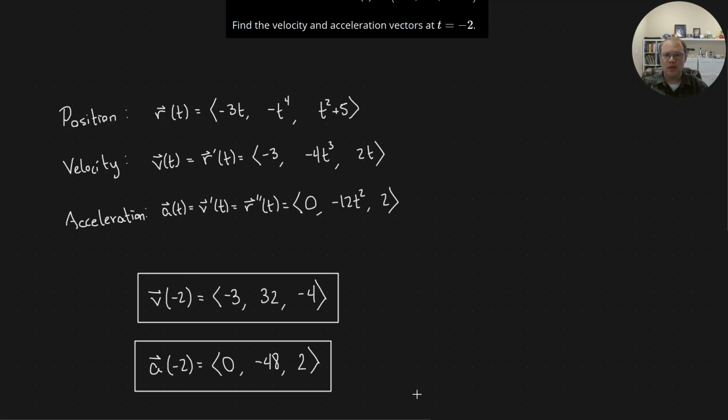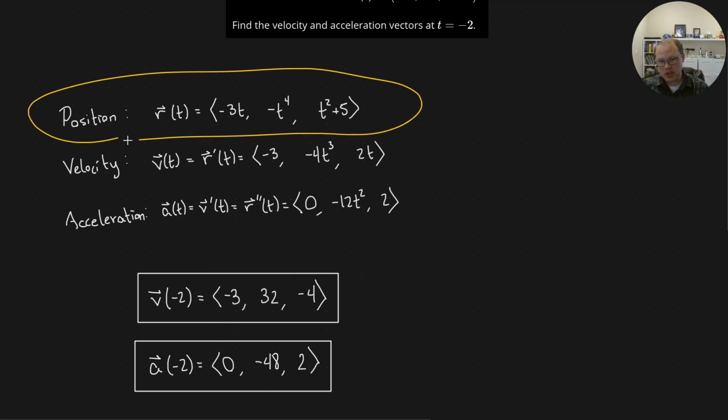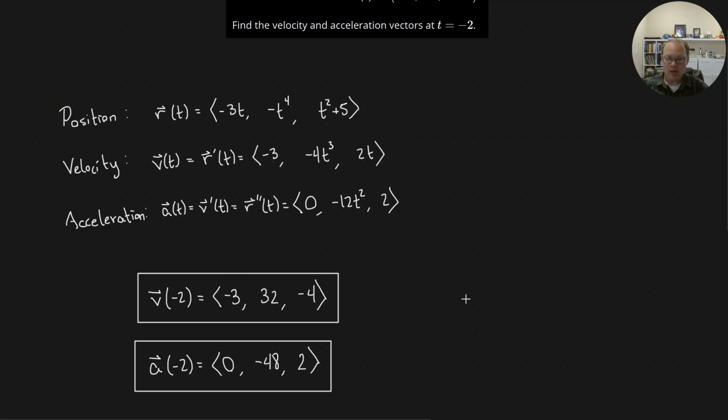Okay? And we're done. Let's take a moment and interpret the results, though. At this particular moment in time, you could find the position if you want. I'm not going to do it, but you can do it by plugging in t equals negative 2. But at that exact moment, the object would be moving in this direction. But its direction of motion would be changing.